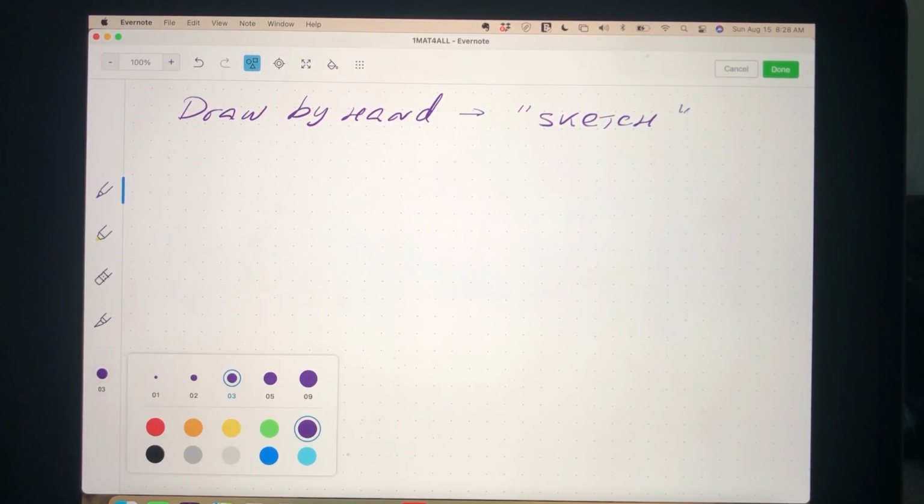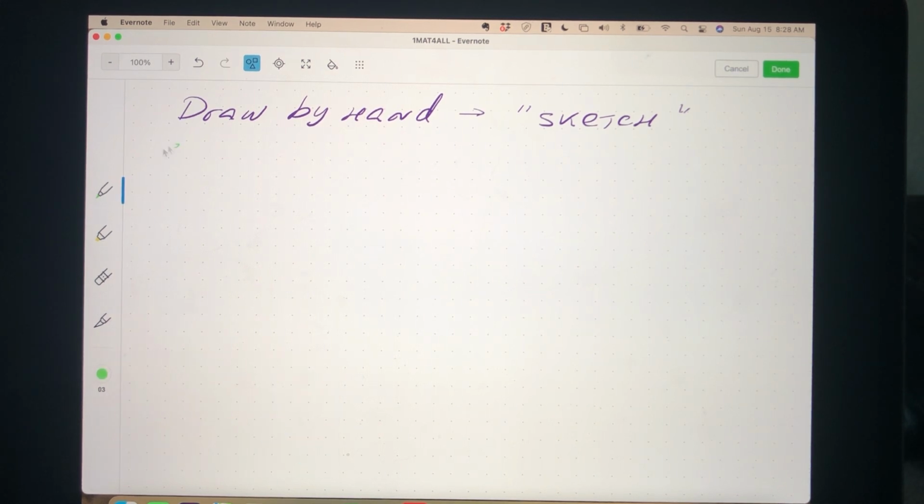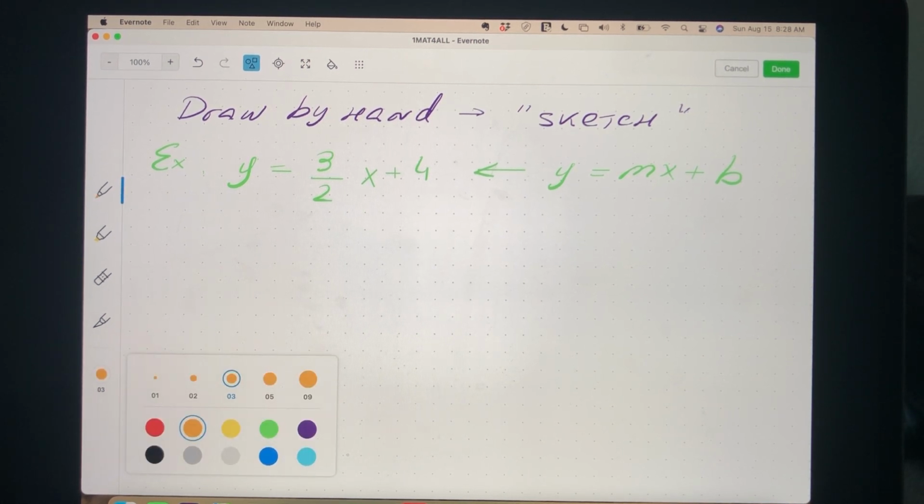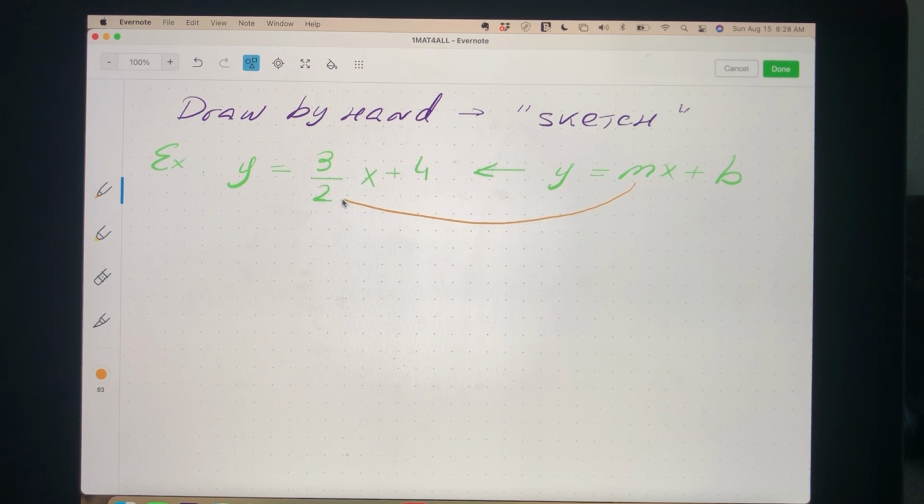Let's suppose that we have to sketch an equation of something. We don't know if it's a line or not. That is y equals 3/2 x plus 4. Now at this point we do recognize that we have an equation in the slope-intercept form, y equals mx plus b, where m is the slope, and the y-intercept is 4.